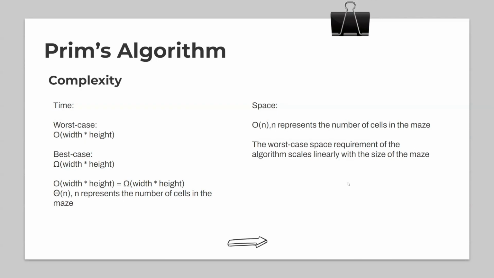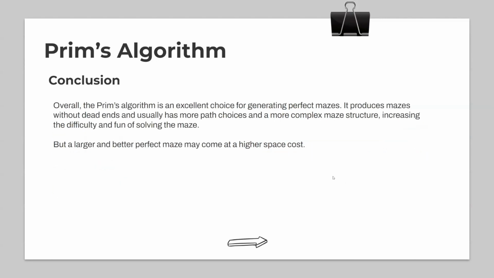And overall, Prim's algorithm is an excellent choice for generating a perfect maze. It produces mazes without dead ends and usually has more path choices and a more complex maze structure, increasing the difficulty and fun of solving the maze. But if you want to create a larger and better maze, it may come at a higher space cost.